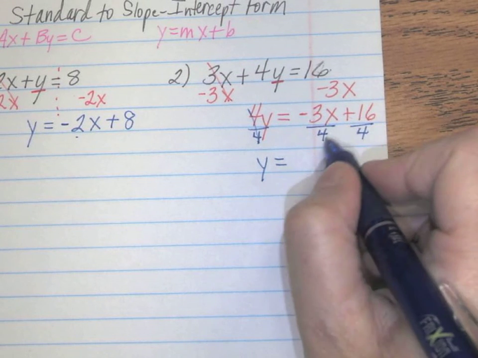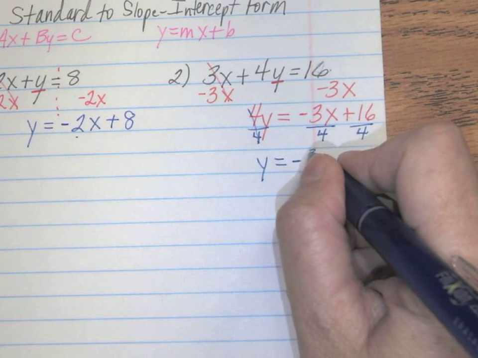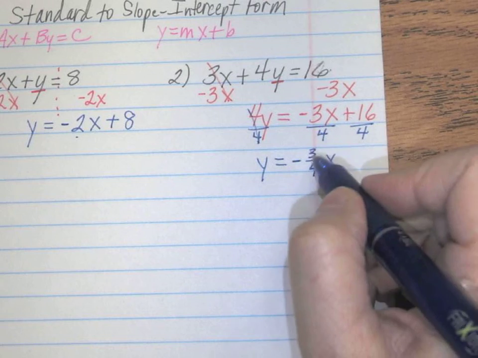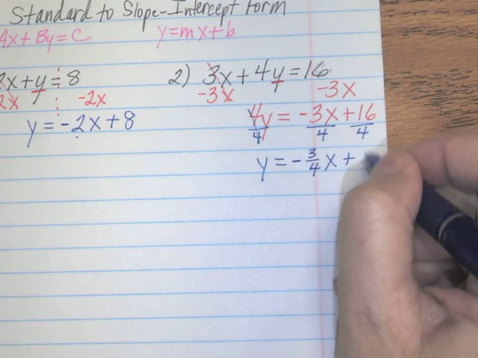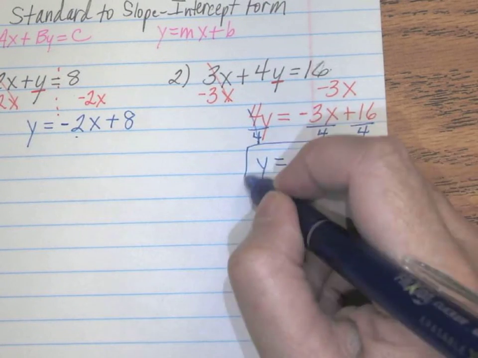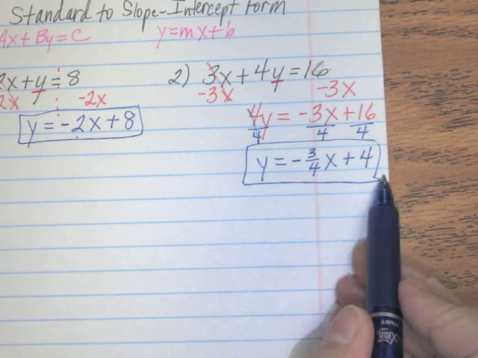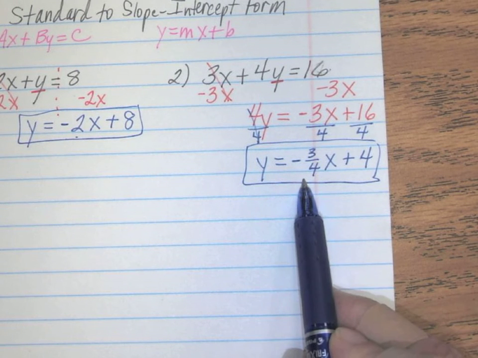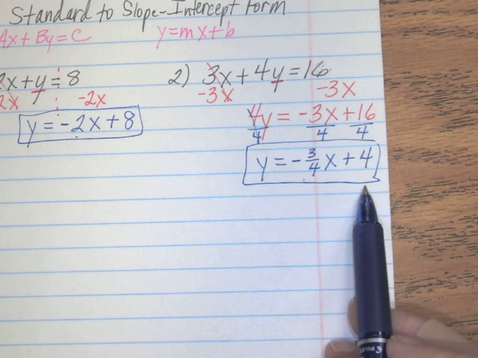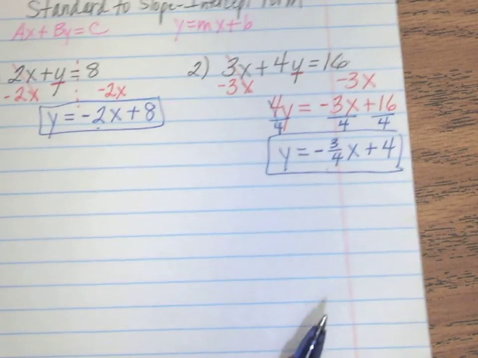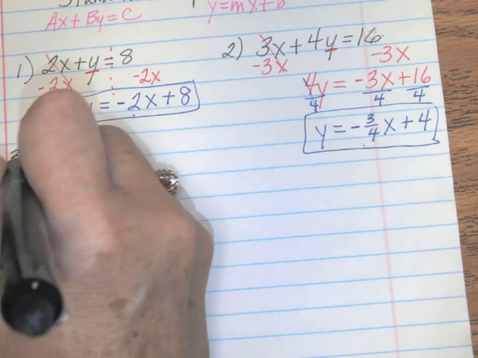So what's this? Well, let's just leave it as a fraction because I like my slope as a fraction. -3 over 4x plus 16 divided by 4 is 4. This is my slope-intercept form, y equals mx plus b. The slope is -3/4. b is the y-intercept, and it's 4. So let's go to another one.